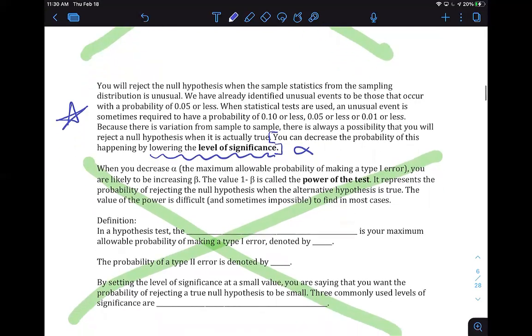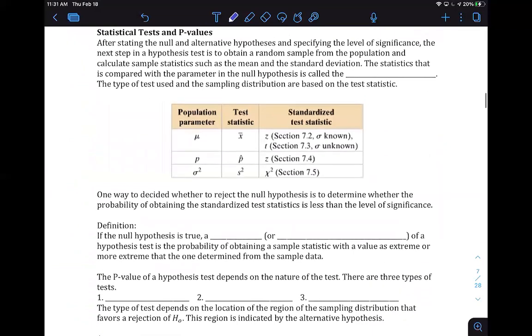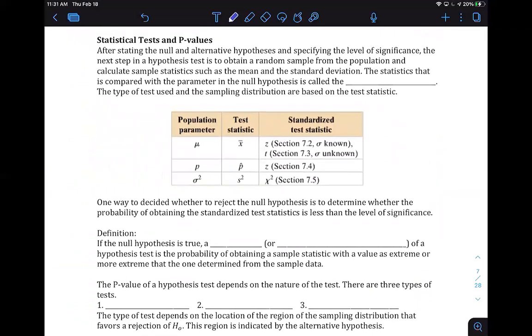All right. We're going to skip that part. Okay, so statistical tests and p-values. We're not going to talk about p-values. We're only going to be looking at rejection regions because that's the same for every parameter that we're going to look at. So I broke this down and showed you in the table. We're going to talk about the mean in 7.2 and 7.3. We're talking about p in 7.4, and then variance and standard deviation in 7.5. The statistic that is compared with the parameter in the null hypothesis is called, I don't remember about that. Oh, the test statistic.